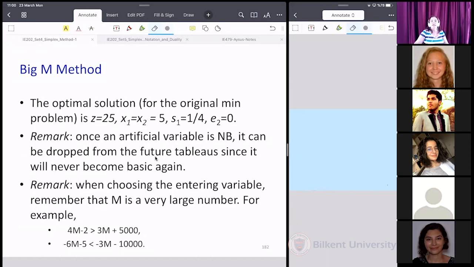So that's why we can delete the column corresponding to that artificial variable, and we're not updating its values while we're updating the simplex table. Okay, that's one. And the second remark is, again, I have already utilized this fact. Minus 6M is smaller than minus 3M, so most negative is coming with that issue. All right.